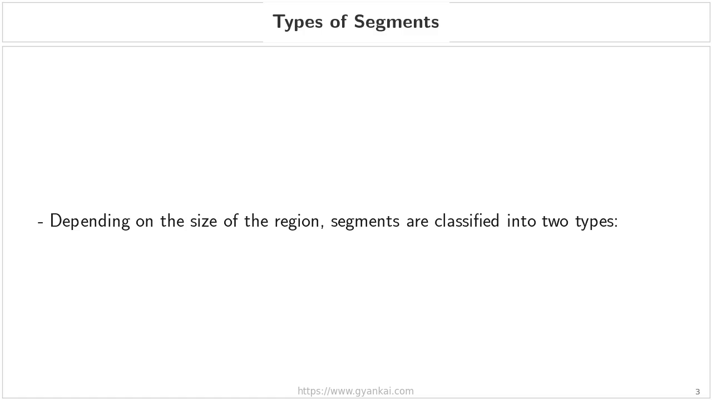Types of segments. Now that we understand that a chord divides a circle into two distinct parts, we need to learn how to name them. Depending on the size of the region created by that chord, we classify segments into two specific types, the minor segment and the major segment.